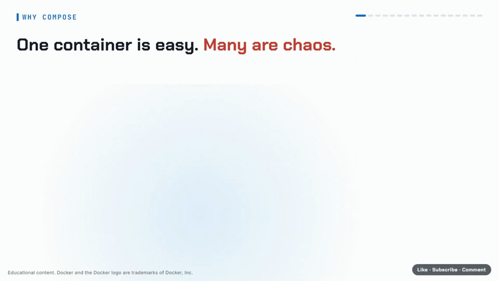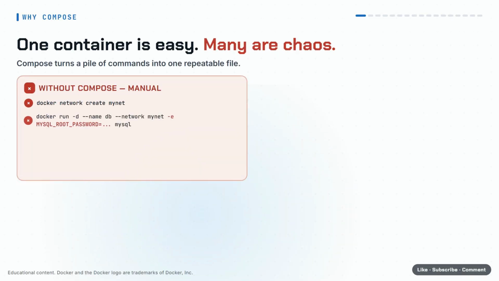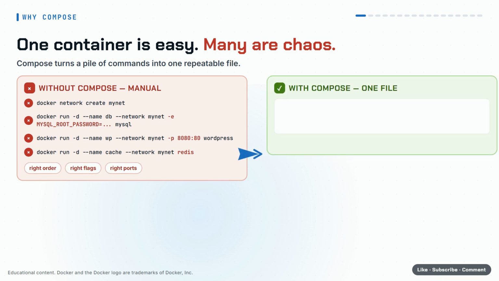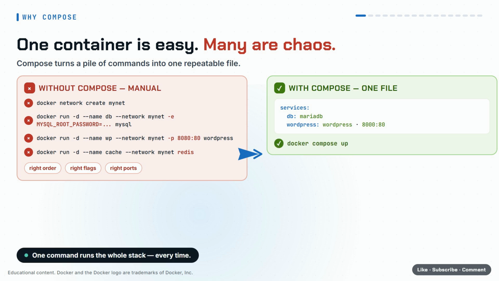One container is easy. Many are chaos. Without Compose, you type command after command: a network, a database, a web app, a cache. Get the order wrong, and nothing works. Compose replaces all of that with one file and one command, docker compose up.